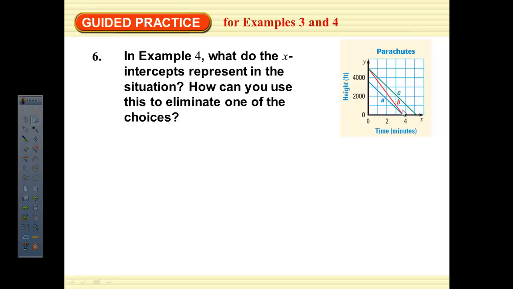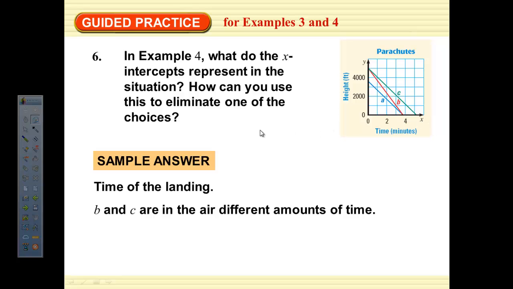And finally, looking at this picture again, it says what do the x-intercepts represent? X-intercepts represent the time in minutes. So how do we use that to eliminate at least one of the choices? We can actually eliminate both choices because A and B land at the same amount of time and C lands at a later time. So the time of the landing is what x stands for, and B and C are different, which was what we were worried about.